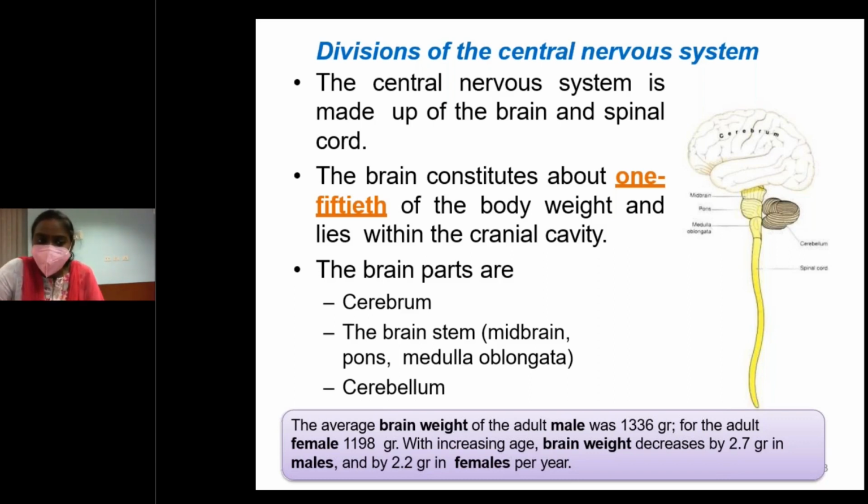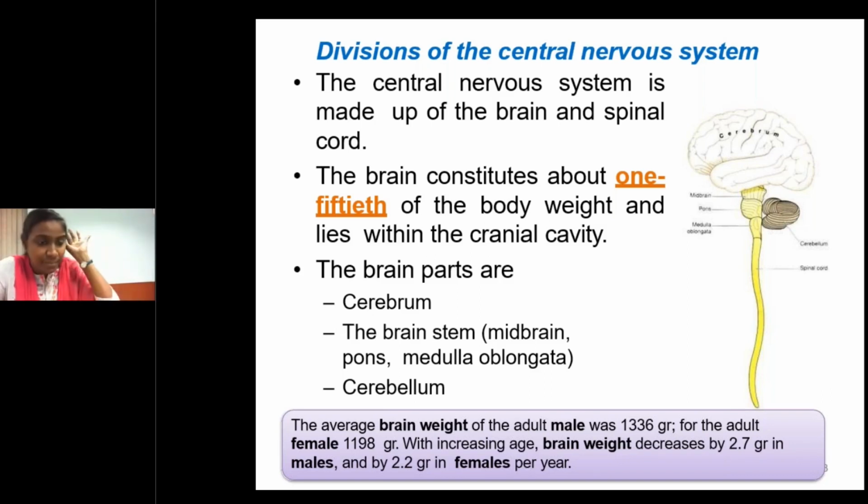The brain parts are cerebrum and brainstem. I am just reading, just reminding you that you have to read afterwards, because the assessment part is more. I have to complete cranial nerve assessment, everything, so I won't get enough time.